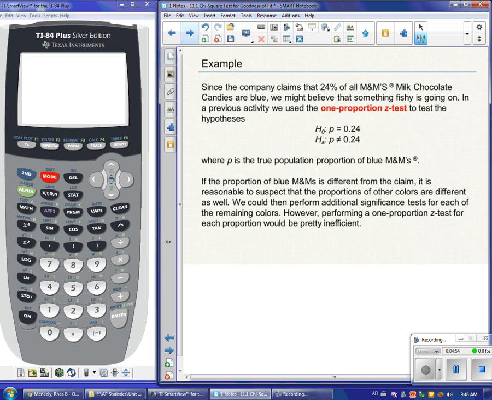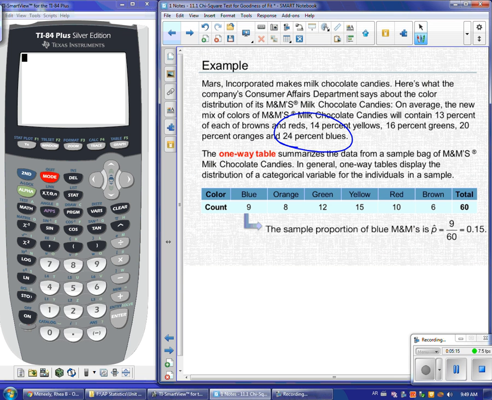And I could do a one proportion or a one sample z-test for proportions to determine if the proportion that I'm getting in my bag is different from what M&M claims. But if I wanted to know about the other colors, if I wanted to know if the proportion of greens was the way it was supposed to be, or the proportion of yellow, if I wanted to test all of the different colors, the other option would be to do a one proportion z-test for each color individually.